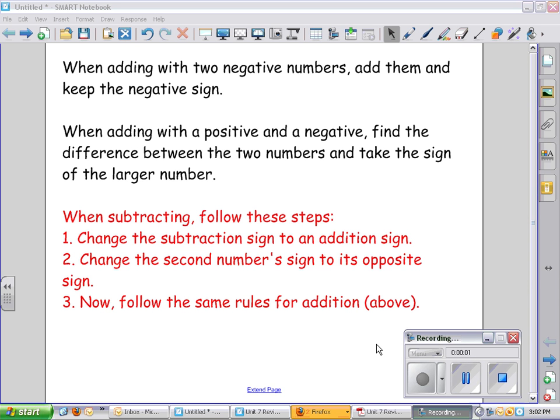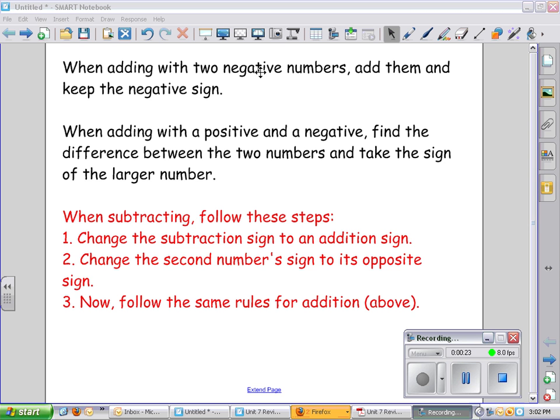This video is on adding and subtracting with integers. What seemed to give the most trouble was the subtraction of integers. But I'm going to go over first the rules for both, and then I'm going to focus on the subtraction. So I just have right here in front of you the rules. So I'm just going to read those.